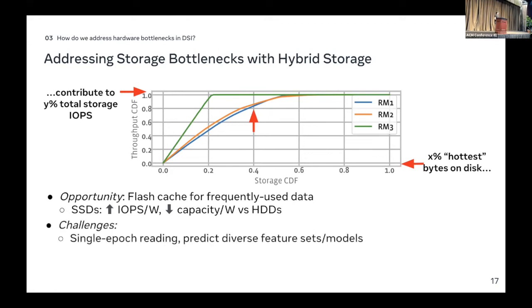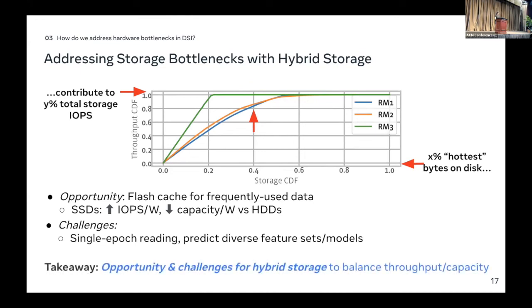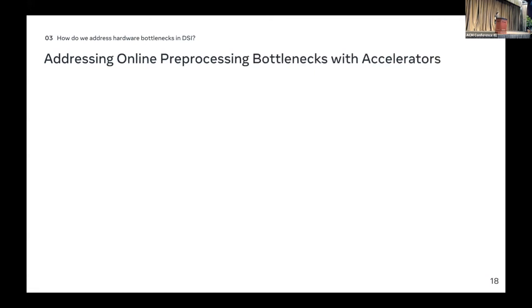But there's a lot of challenges here, right? That we talk about in our paper, but just to give a high-level idea, we read data over a single epoch, so we use this across training jobs. We need to predict really these diverse feature sets, et cetera. But the takeaway here is that we have a lot of opportunity and challenges to use hybrid storage to balance throughput and capacity of our storage tier.